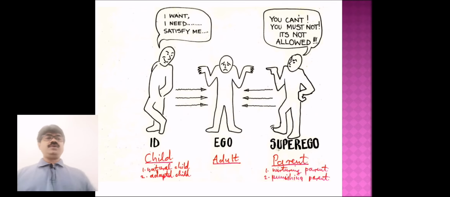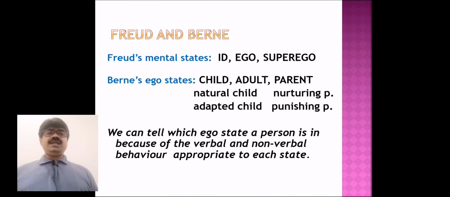Coming to the next thing, let us try to understand the difference between the Freud model and the Eric Berne model. Freud says there are three egos, id, ego and superego, the three states of mind. But Eric Berne says there are three types of egos, that is child ego, with different classifications such as natural child and adapted child, then adult ego and parent ego. In parent he says there is the nurturing parent and the punishing parent. We'll come to that later.